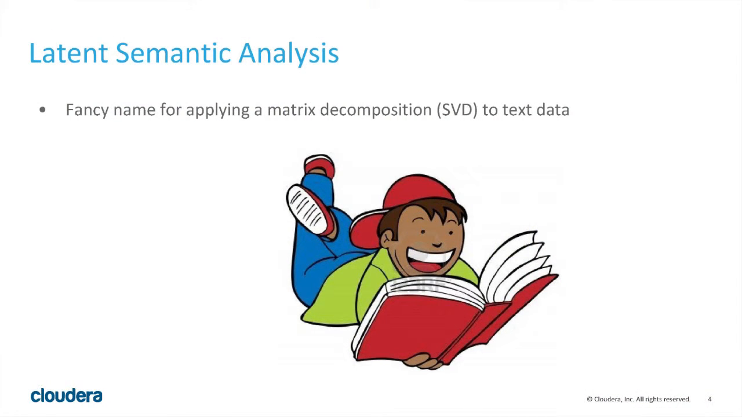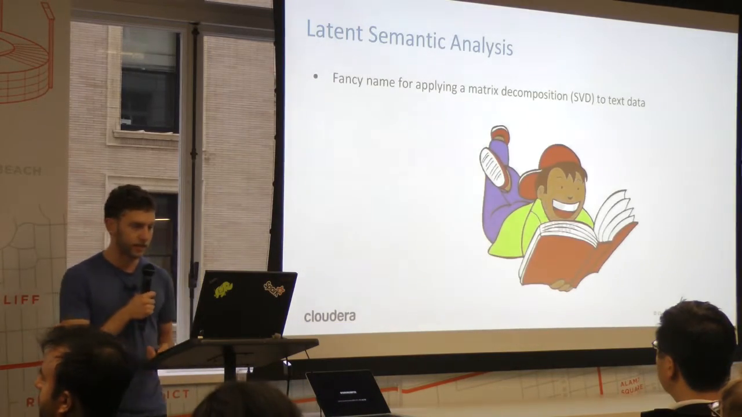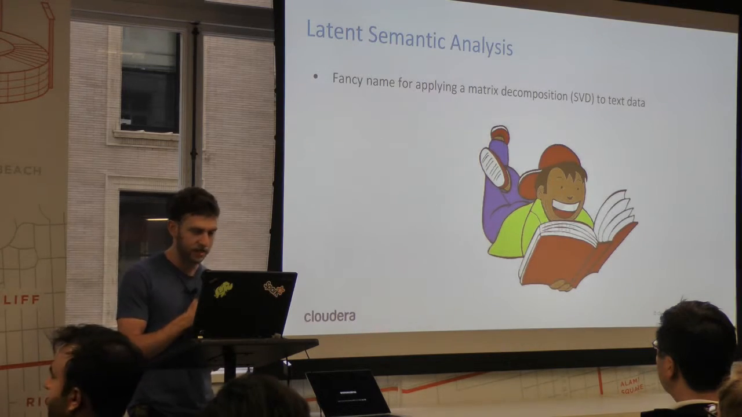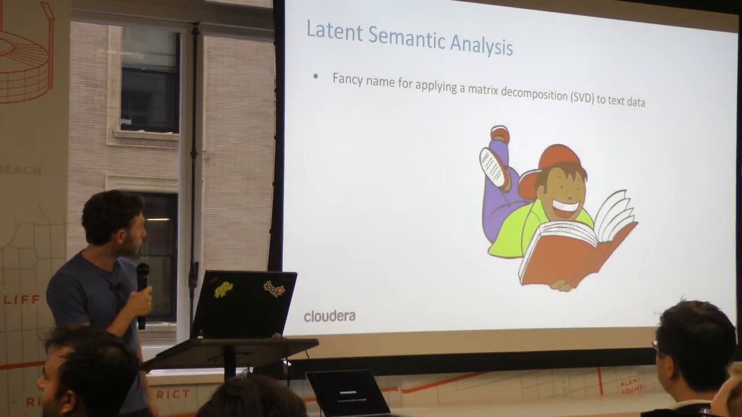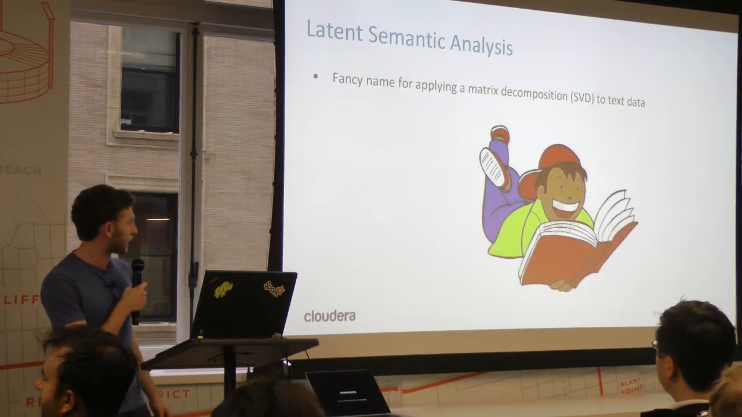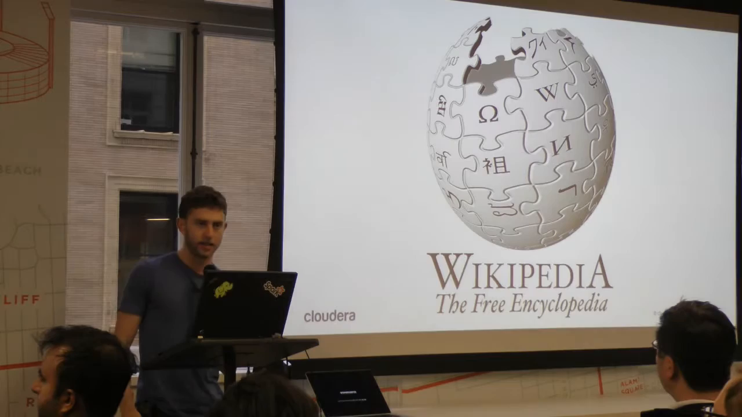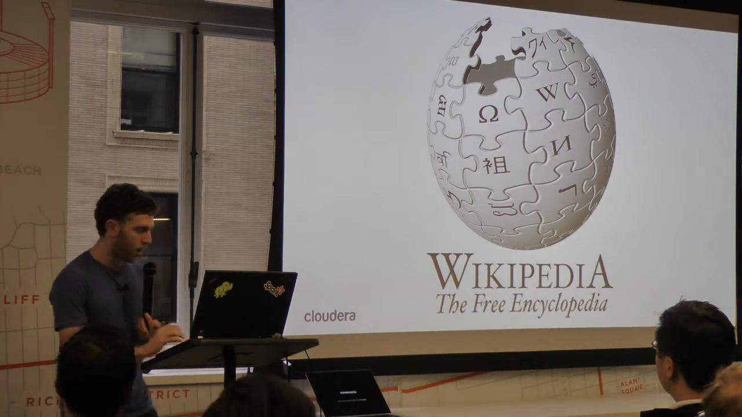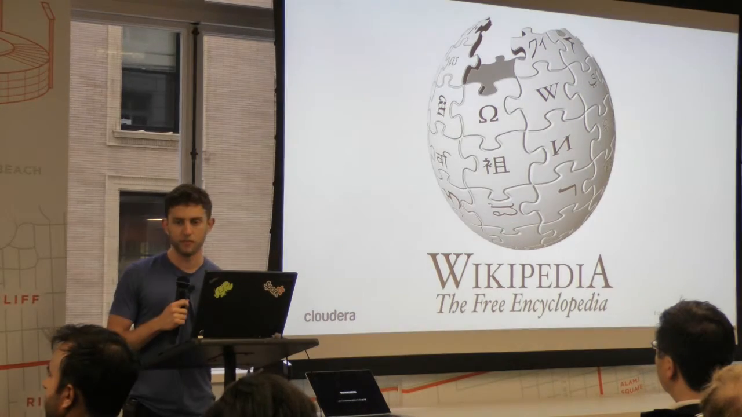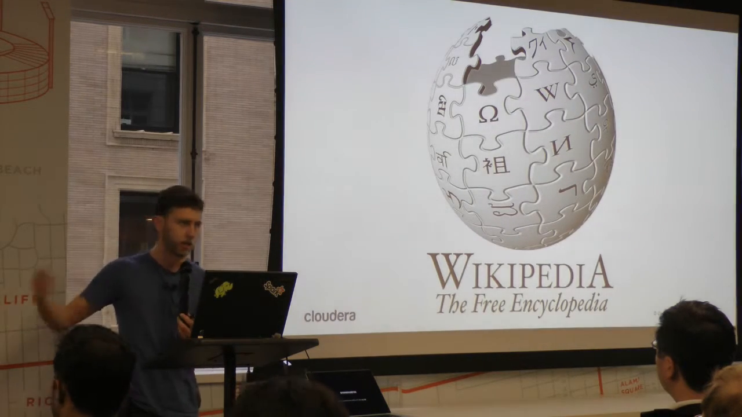So we're going to be talking about a technique in natural language processing called latent semantic analysis. Latent semantic analysis is basically a fancy name for applying a matrix decomposition to some text data. We're going to be applying this technique on a data set that I imagine some of you are familiar with. It's Wikipedia. It's the full Wikipedia set of English documents, which is about 5 million documents. To analyze 5 million documents is about, I think, 46 gigs, which is not huge, but perhaps you want to look at all the languages.